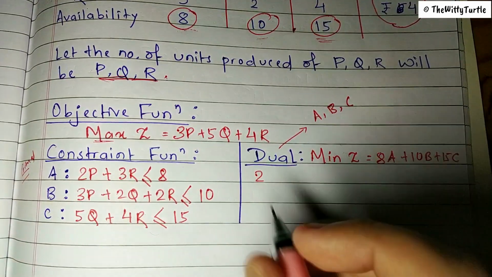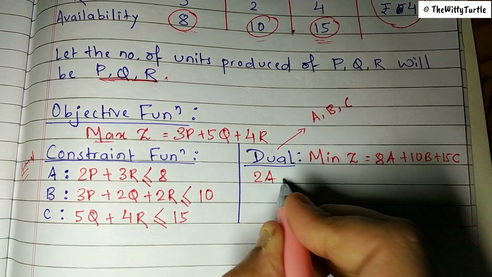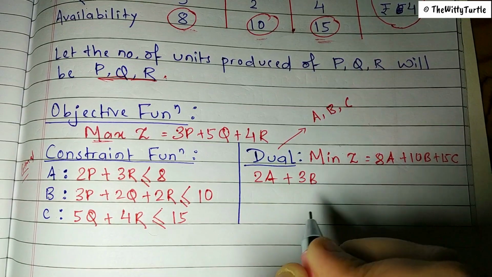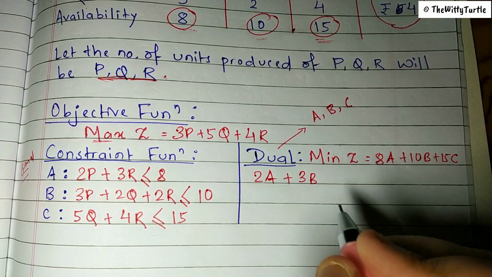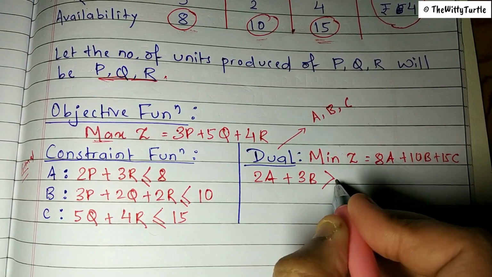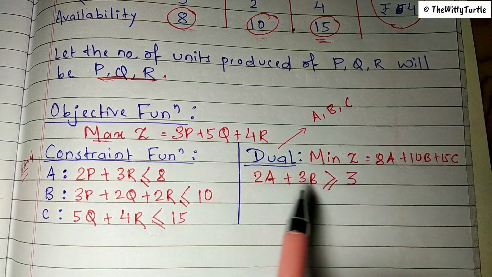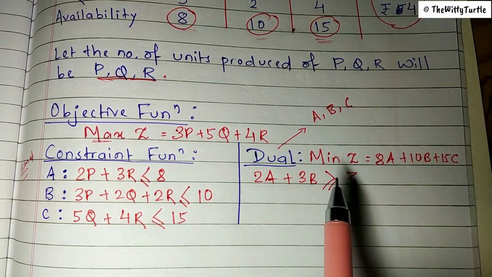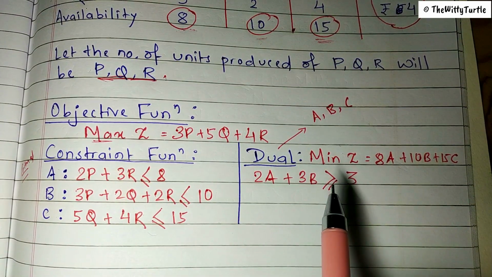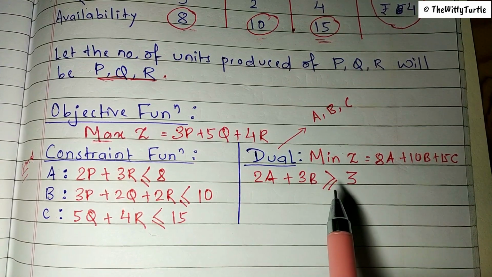So here it will be what? 2a plus 3b. It should be less than or more than? It should obviously be more than or equal to 3. Why? Because here we are talking about the profit, right? And anyway, when we are talking about minimization, in that case, what will be the sign? More than or equal to sign will be used in case of minimization.